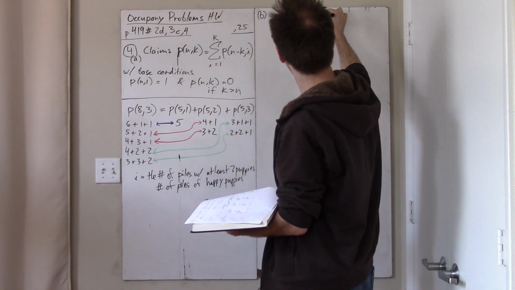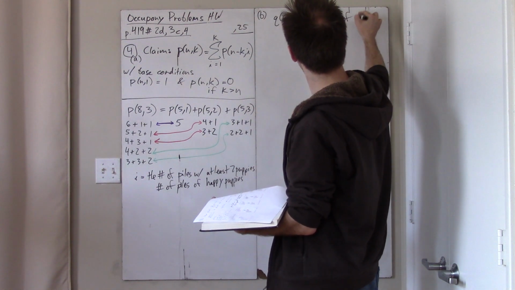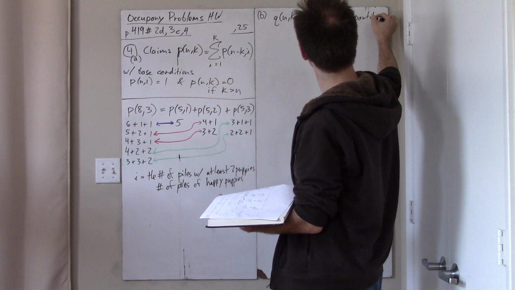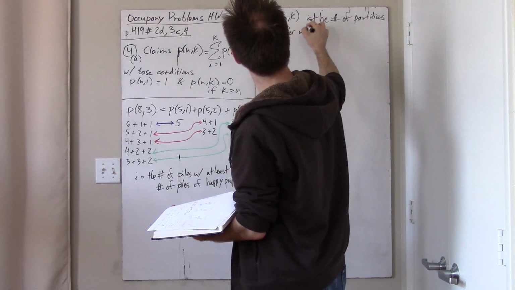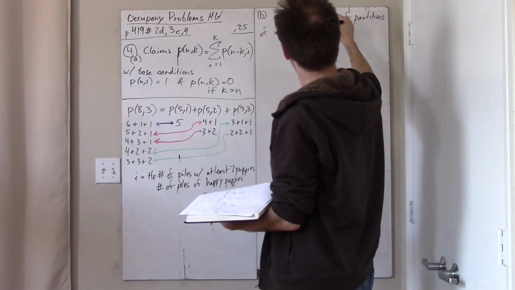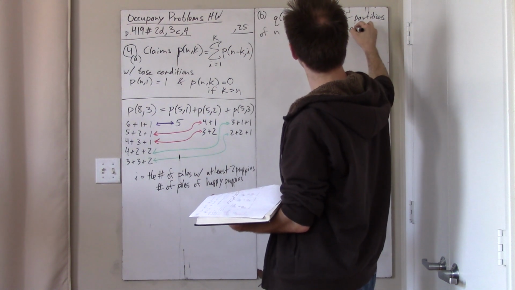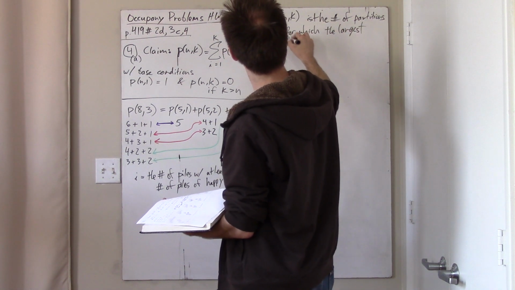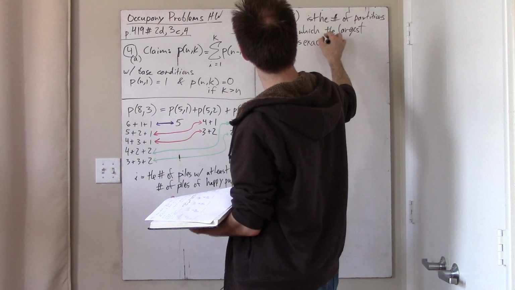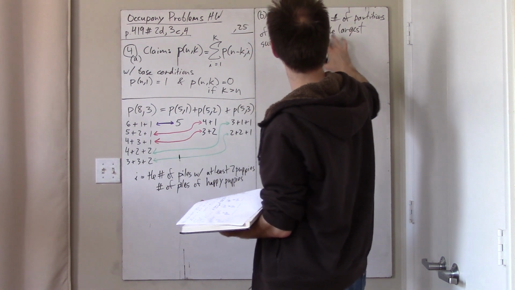So Q(n,k) is the number of partitions of n for which the largest summand is exactly k.